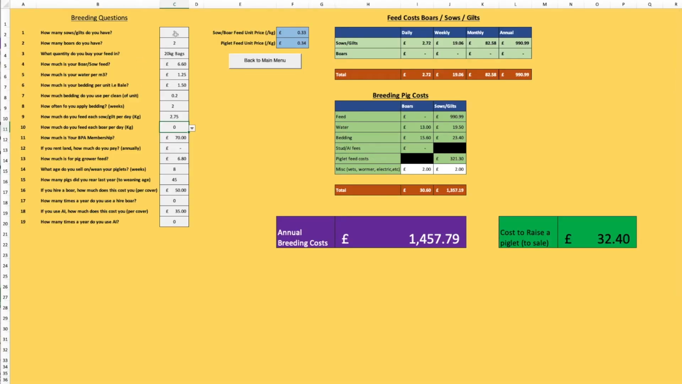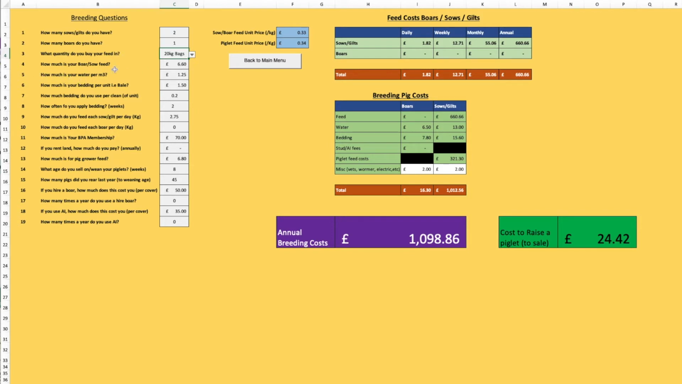So basic entry input. So how many sows do you have? So I'm going to say that I've got 2 sows and 1 boar. And I typically buy my feed in 20 kilo bags, but if you buy it in 25 kilo bags or by the ton, it lets you work out the cost based upon that. But we're going to do this for this instance based on 20 kilo bags.